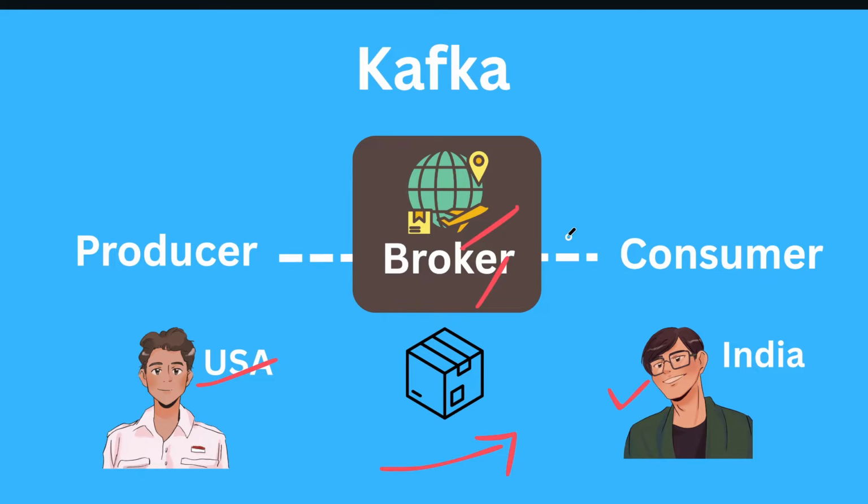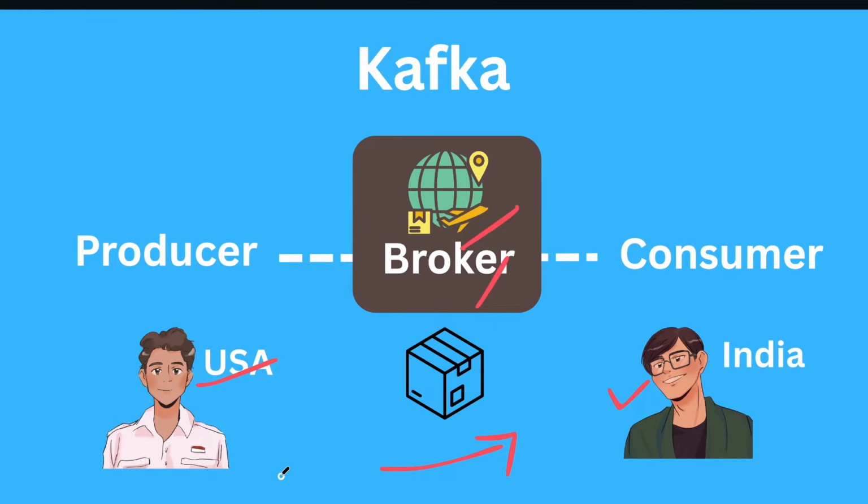So that's where Kafka comes in. The broker here is the international courier platform. This guy has to send the package to the international courier service, and that's it. He can just forget about that package because he knows it's going to safely reach his friend in India. That's what Kafka does.